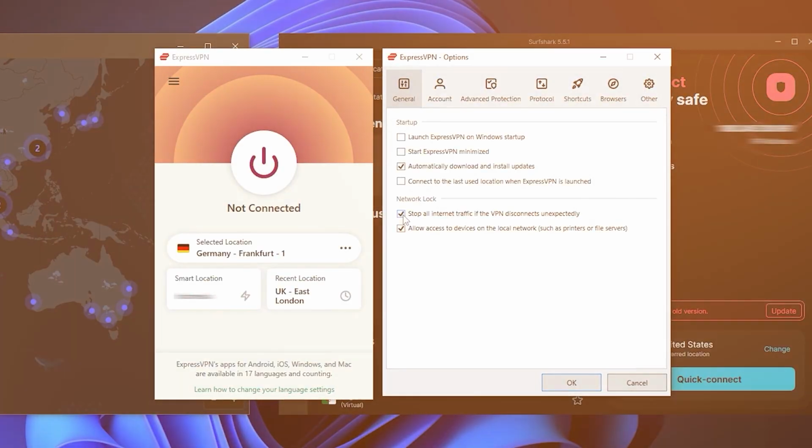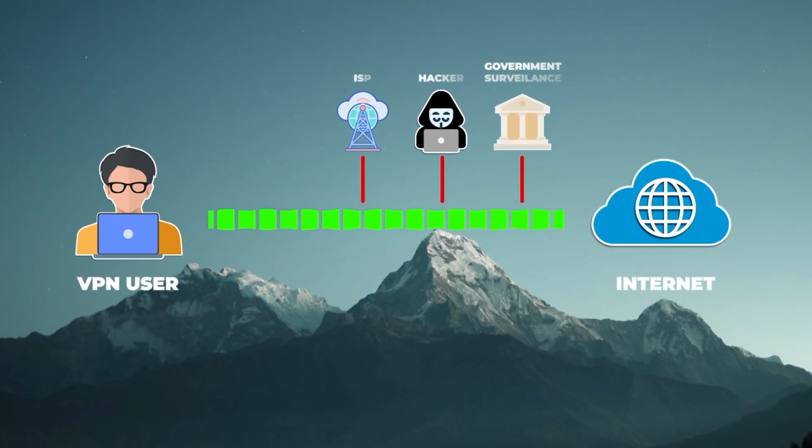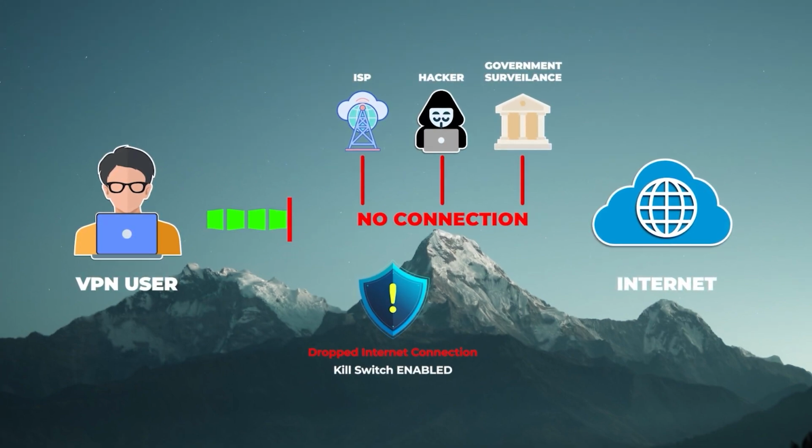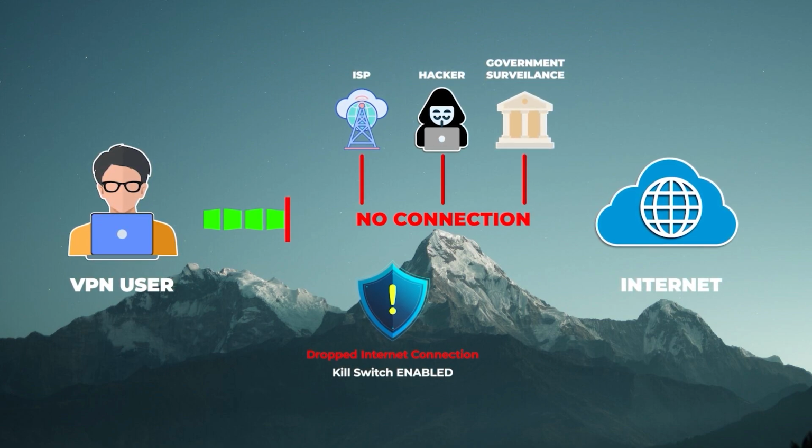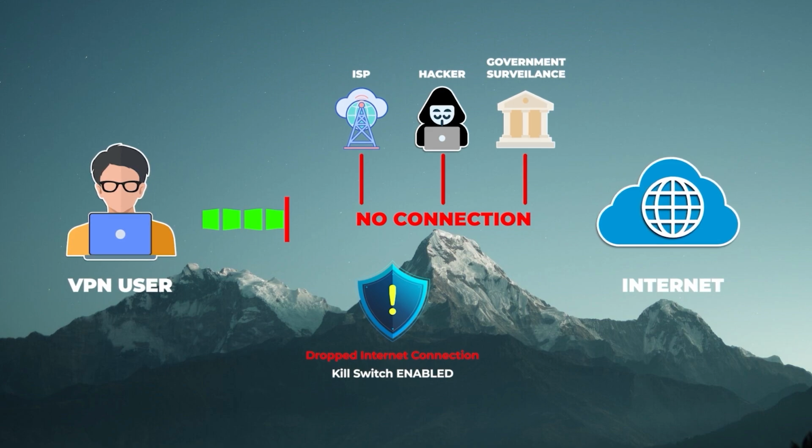So now let's go to the options menu, where you will find the two basic security features that any VPN should have, which are the kill switch and split tunneling. Now, the kill switch cuts your internet connection if the VPN disconnects unexpectedly, making sure that you're only going to be connected to the internet while you're secured by the VPN tunnel in order to prevent any rare IP leaks.